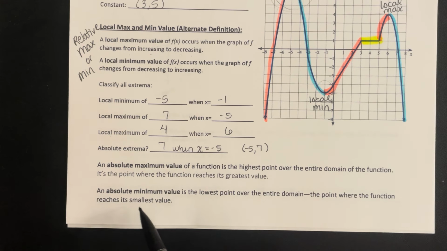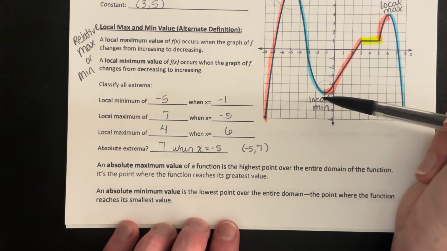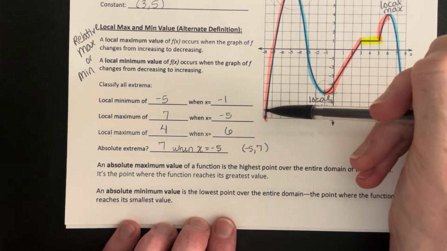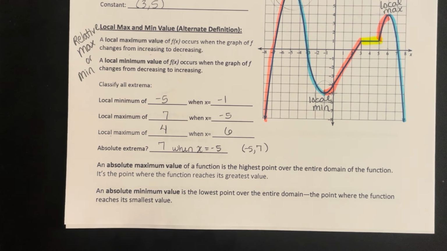An absolute minimum value would be the lowest point over the entire domain, and that's the point where it reaches its smallest value. We do have a local minimum, but that's not the lowest the graph ever reaches. That graph goes down to negative infinity, so it's going to keep going down forever. So there is no absolute minimum.